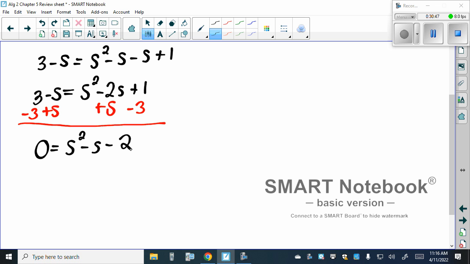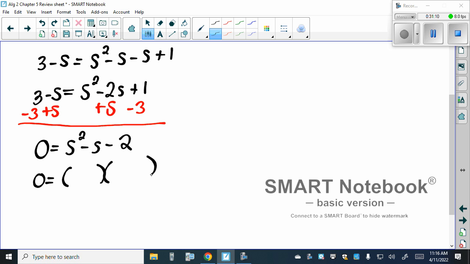Now at this point we can try graphing this, but in the graphing calculator we wouldn't put s, we would put x. We can just replace it with x, it's just a variable, and see where it crosses the x-axis. Because any point that it crosses the x-axis would be a solution that makes this function equal 0. Now the other way we can do this is factor.